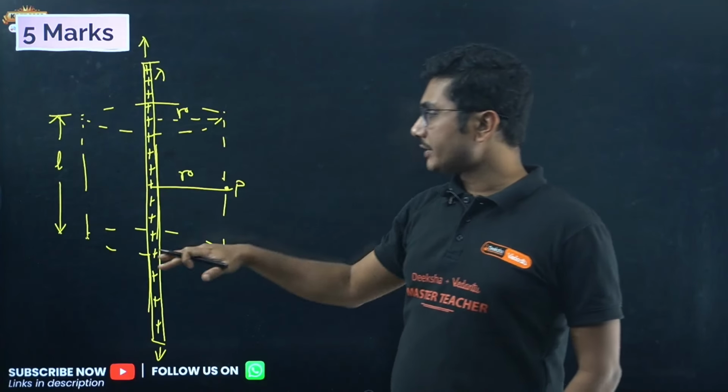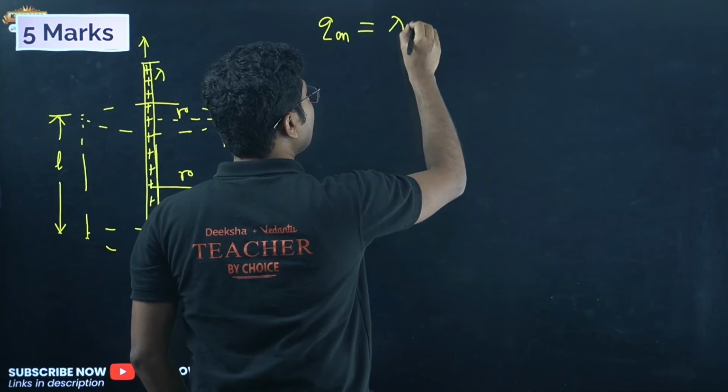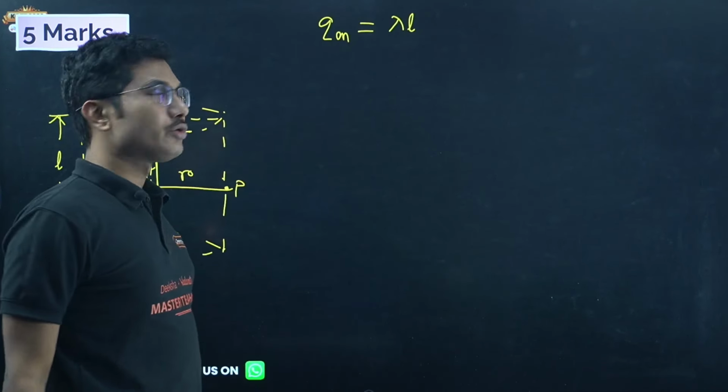Now, the first thing is to calculate the charge enclosed. How to calculate the charge enclosed in this cylinder? The charge enclosed is line charge density times the length of the cylinder, right? So what is line charge density? For unit length, charge is lambda. So total length is L, so the charge enclosed will be lambda into L. That is the total charge enclosed in the cylinder.